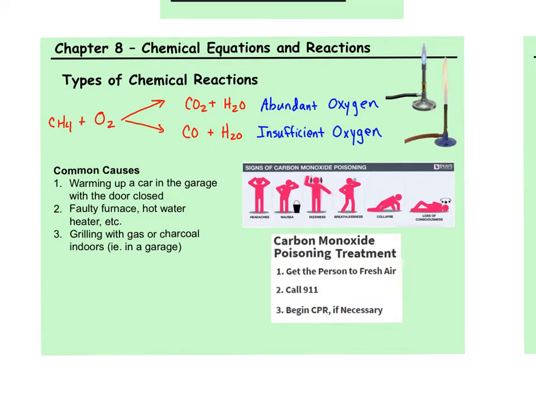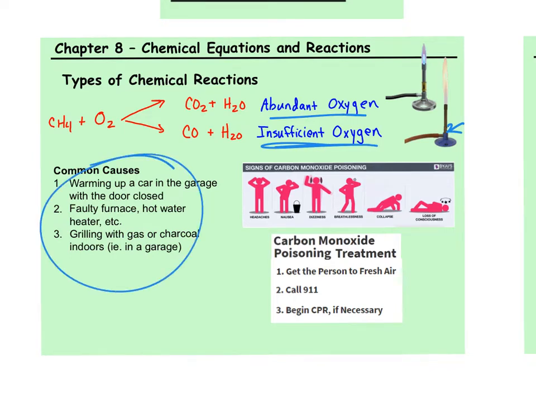It may refer to this situation as having abundant oxygen, making carbon dioxide, and having insufficient oxygen, where you're making carbon monoxide. And that would be when you have a Bunsen burner and you adjust the air intake, and it would adjust the color of the flame. There may also be some questions about what causes carbon monoxide poisoning. The common causes are faulty furnaces and things like that. And it may also ask what some of the symptoms of carbon monoxide poisoning are: headache, nausea, dizziness, shortness of breath, etc.